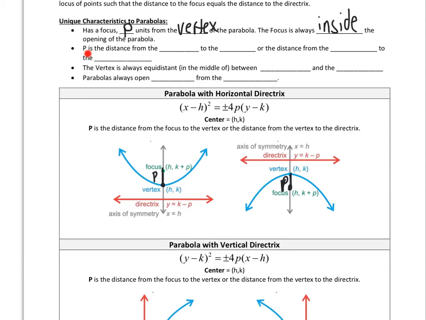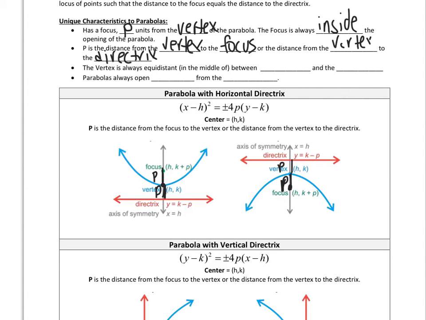Okay, now p is the distance, like we said, from the vertex to the focus, so we can go ahead and write that in there. It's also the distance from the vertex to the directrix, from here to here. So this is the p-value as well. So from here to here is p. So from the vertex to the directrix.